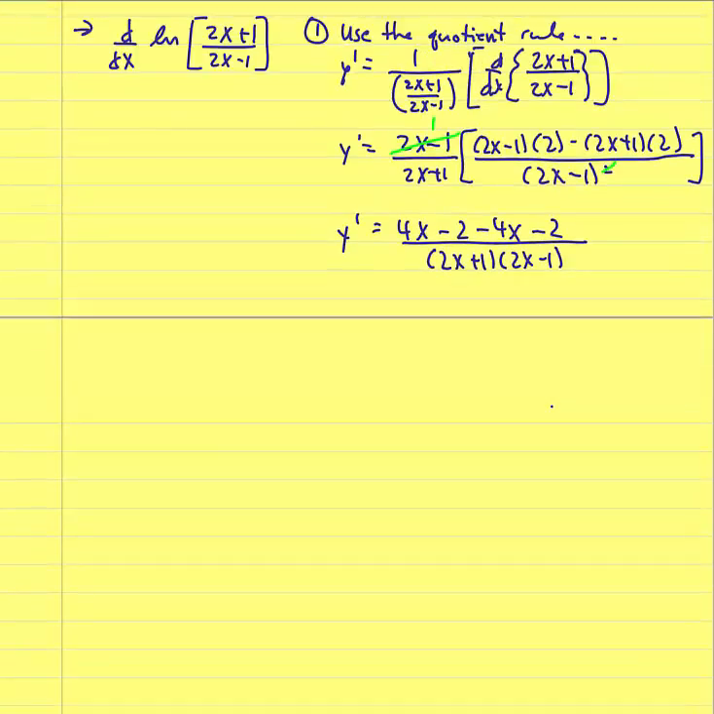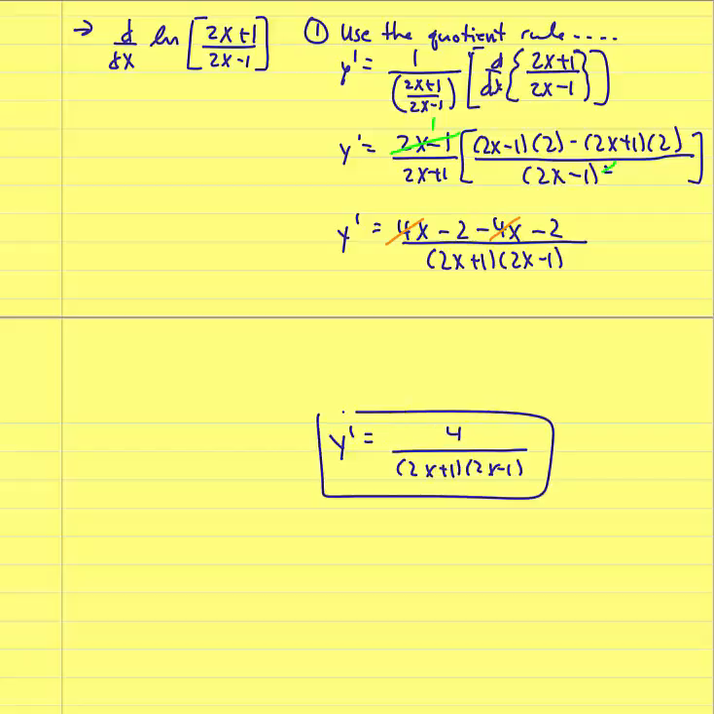We can combine like terms and end up with y prime equals the 4x and the negative 4x cancel, and I'm left with minus 2 minus 2, not multiplication, which would be a positive 4 over 2x plus 1, 2x minus 1. So that would be option 1.